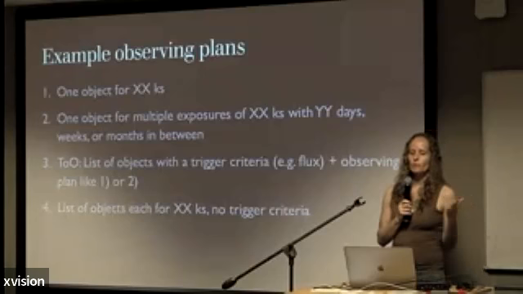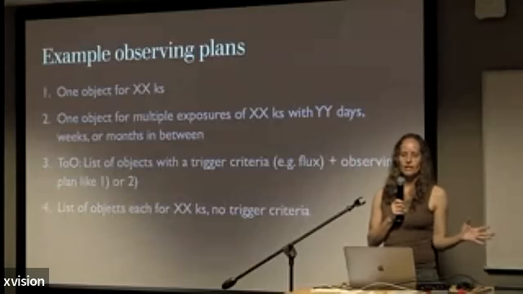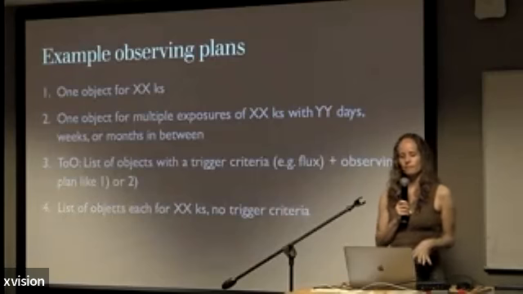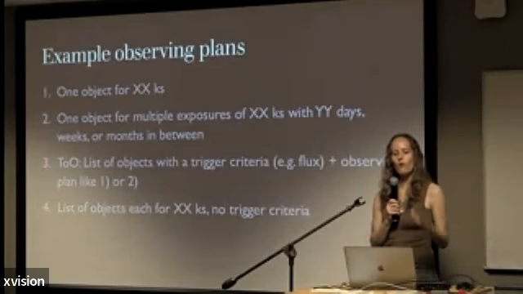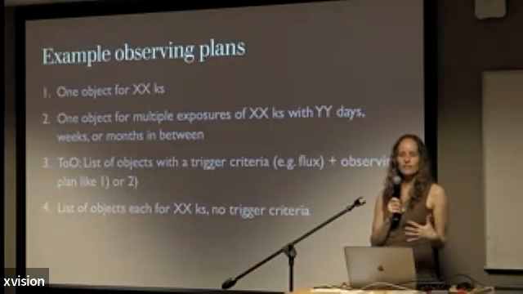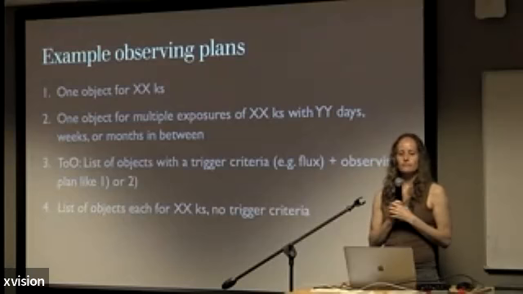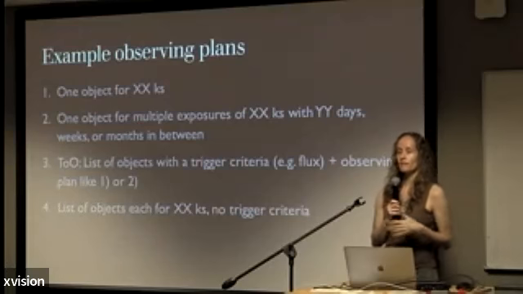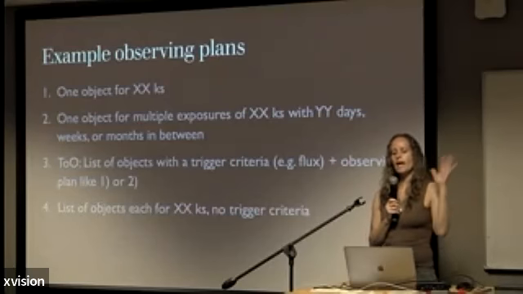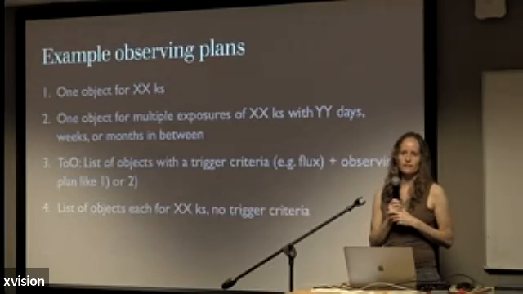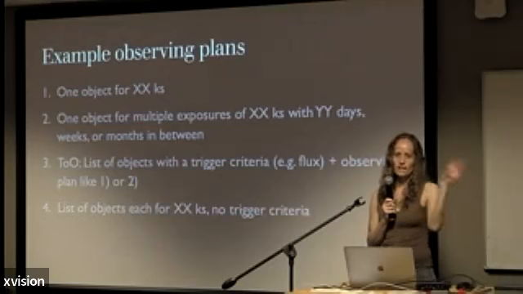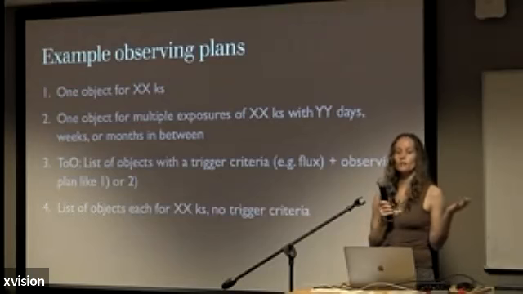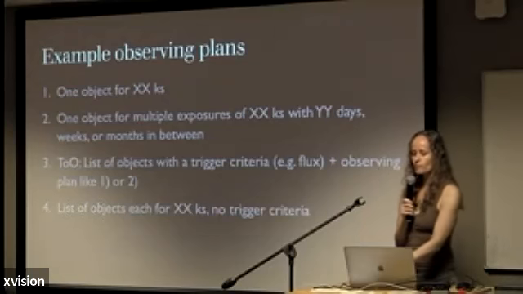Then you've got target of opportunity, that's the TOO. So you have a list of objects, your favorite black hole binaries that are quiescent, and you have a trigger criteria that says if any of these go into outburst, I want to be observing them with an observing plan that either looks like 1 or 2. And then the final type of observing plan is you have a list of objects, which could be very obscured AGN. You have 10 of them in your list and you want to observe each of them for 20 kiloseconds. And so your total exposure time is 10 times 20 kiloseconds. So you would have 200 kiloseconds of exposure time proposed.